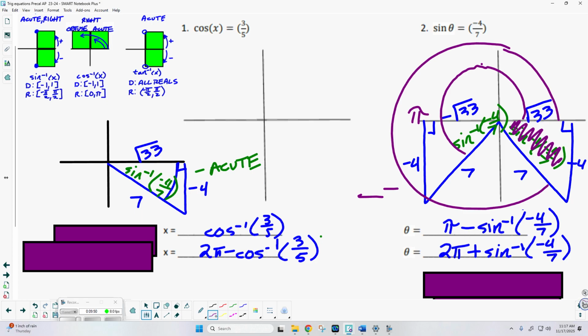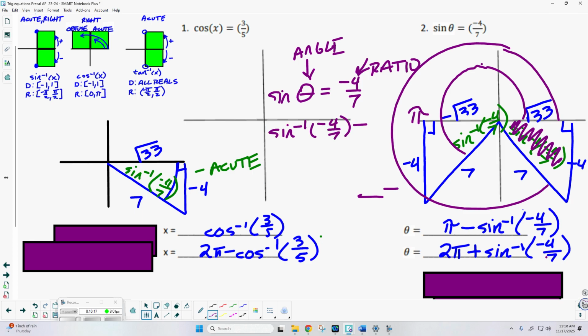Because it's a negative. Oh, you're talking about the 4/7? Remember, that's not an angle, that's a ratio. So when you're dealing with this, sine of theta is equal to a -4/7. Remember, that is your ratio, while theta is your angle. So even when I switch the two quantities and invert it, sine inverse of a -4/7 is equal to theta. Remember, we can only evaluate an inverse trig function using a ratio.